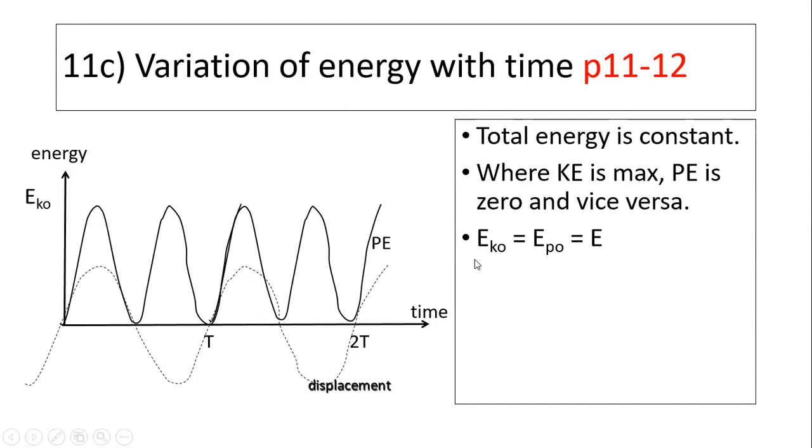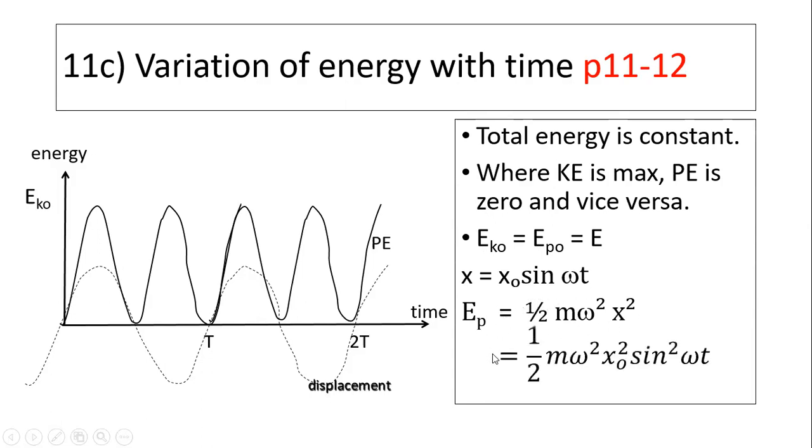Total energy is constant. Total energy equals the maximum kinetic or maximum potential energy. And then the potential energy at any time is given by this formula. Or if you want to square properly, you can square properly. That's the equation. So that's the total energy.